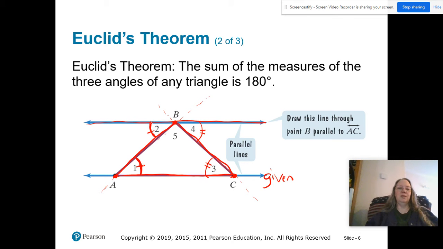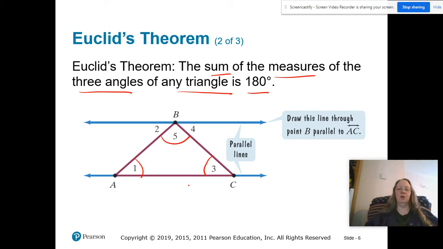Now what happens when we take angle 2, angle 5, and angle 4 and add them up? Well, they add up to a straight angle. They are all supplementary, which means they have to add up to 180 degrees. Because these angles have to add up to 180 degrees, that means that these angles must add up to 180 degrees. Long story short, the sum of the measures of three angles of any triangle has to equal 180 degrees.